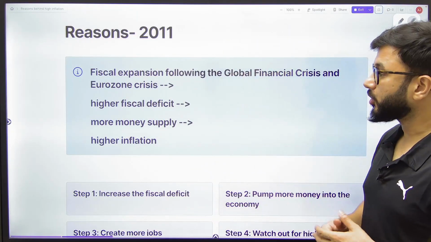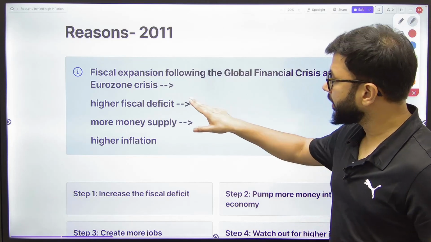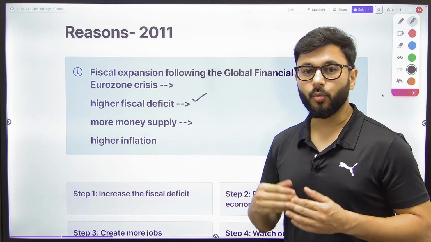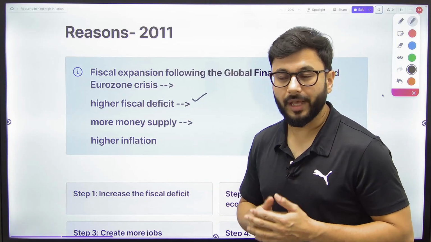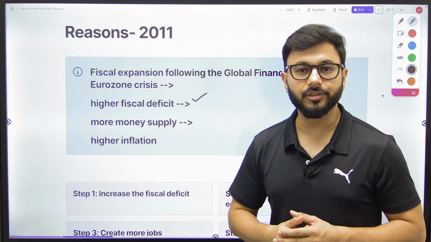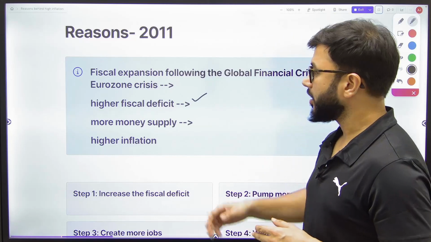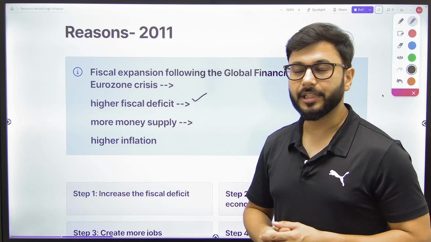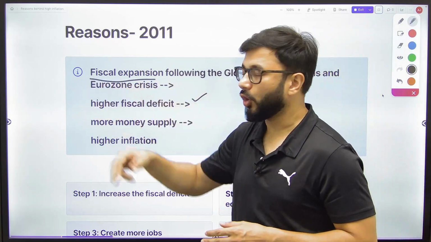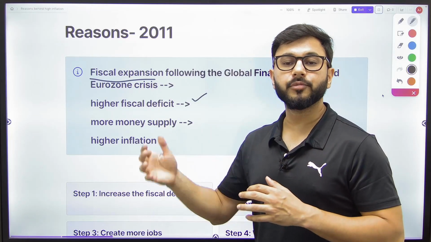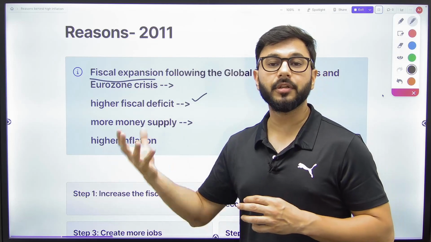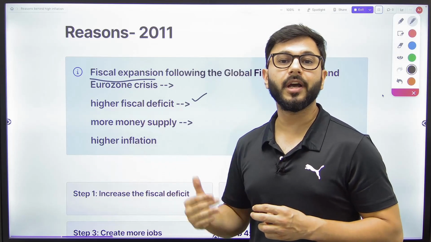There is a side effect of fiscal expansion, which is higher fiscal deficit. When you have to spend a lot of this money, you will have to borrow as the government, which automatically results in higher fiscal deficit. This is what happened in 2011 as well. We expanded fiscally following the crisis, and we knew that one of the outcomes of this higher fiscal expansion and higher fiscal deficit is going to be higher inflation.